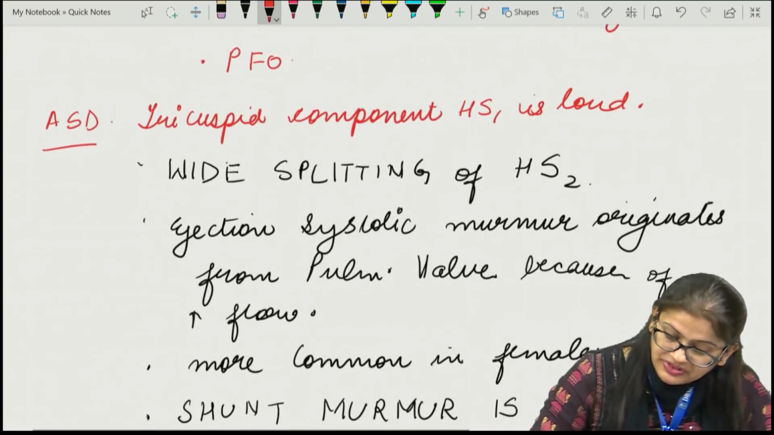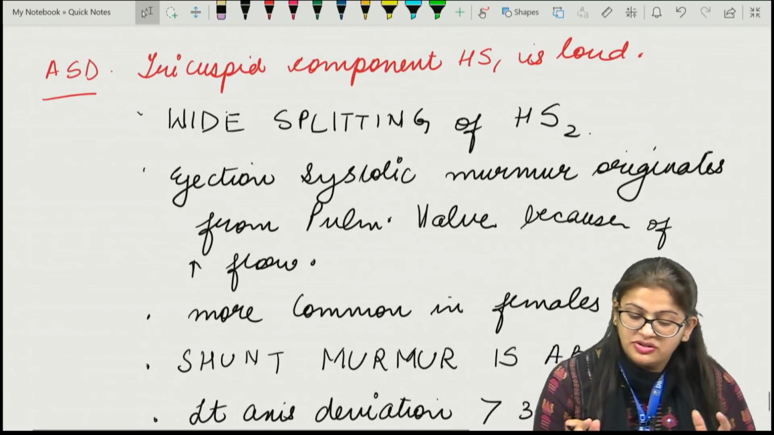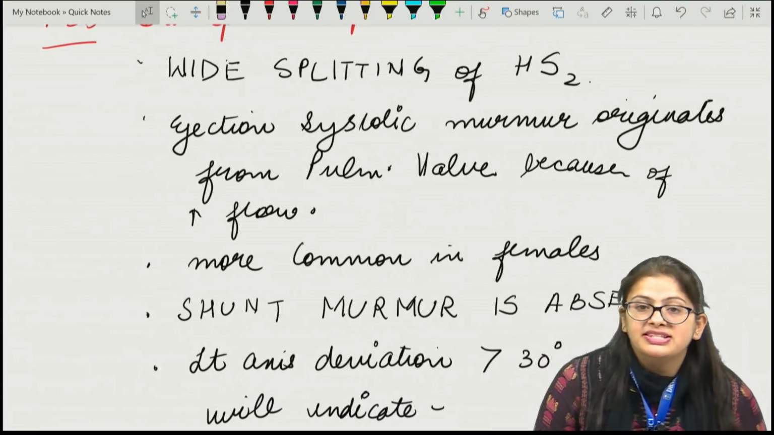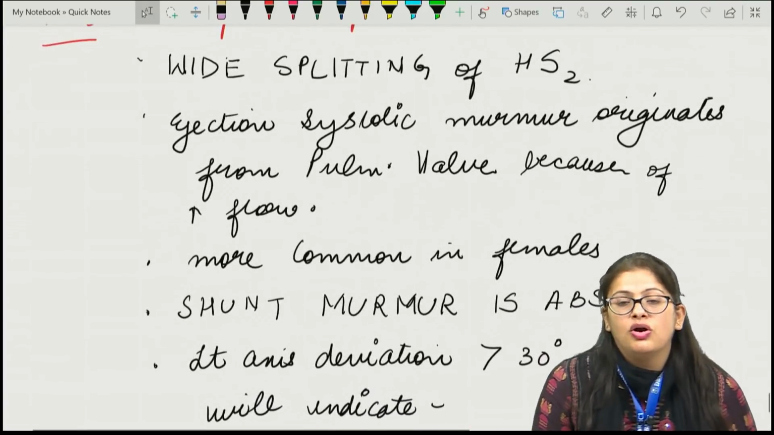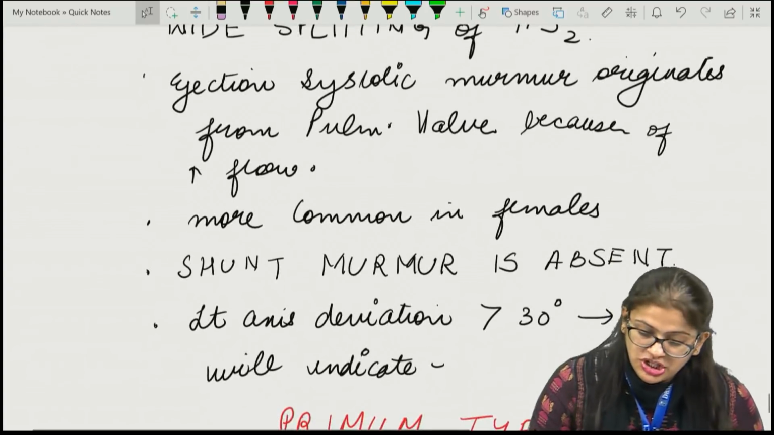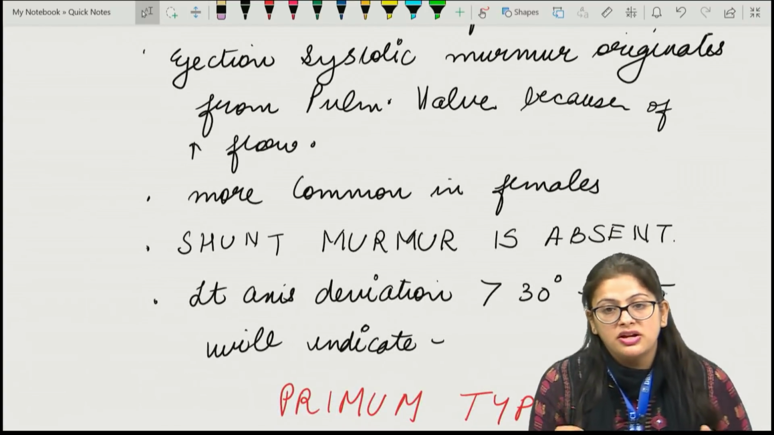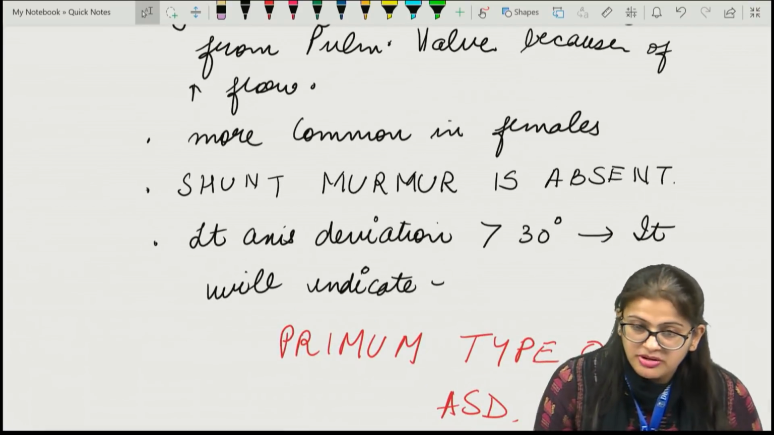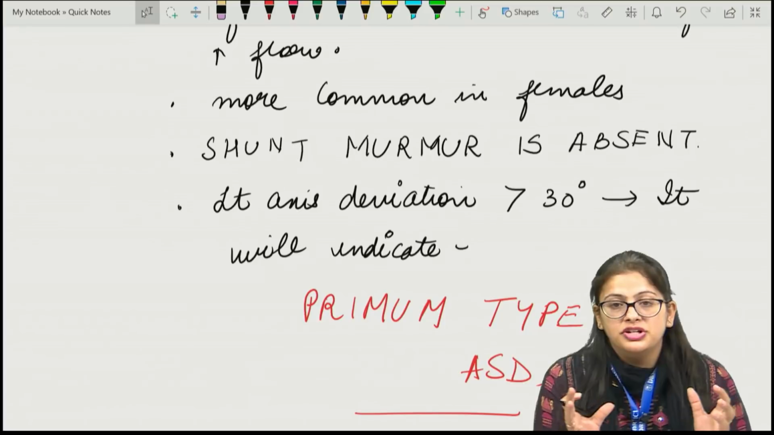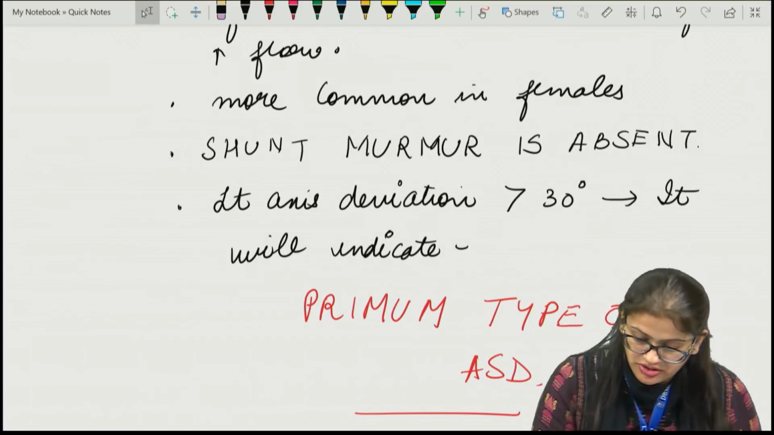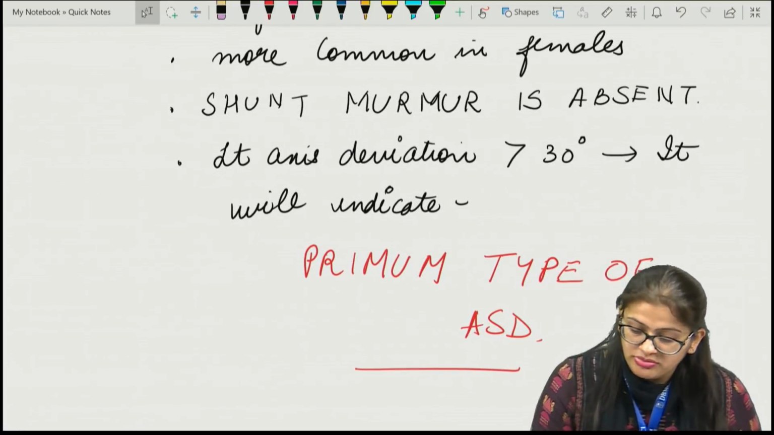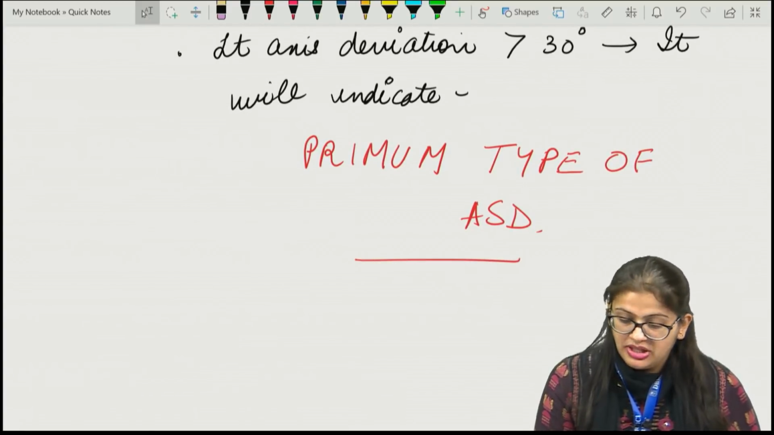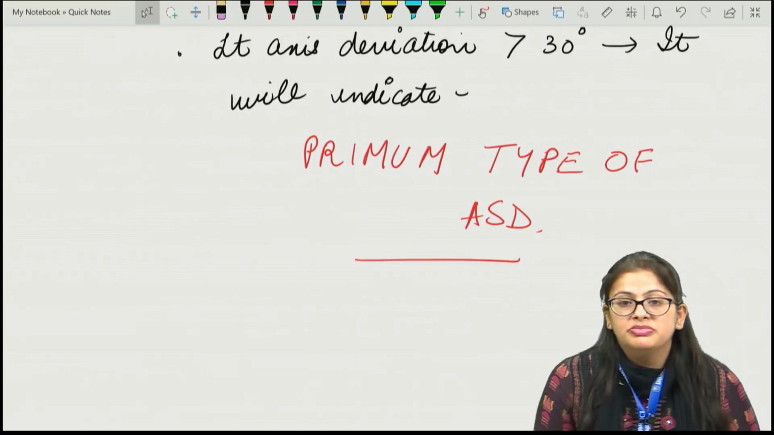So in case of ASD, you see that the tricuspid component of the first heart sound is loud. There is wide splitting of the second heart sound, which is the hallmark of ASD. The ejection systolic murmur results due to the increased flow across the pulmonary valve. There is no shunt murmur, mainly because of the reduced pressure difference between the two atria. This condition is more common in females, and any left axis deviation of more than 30 degrees indicates that it's a primum type of ASD.